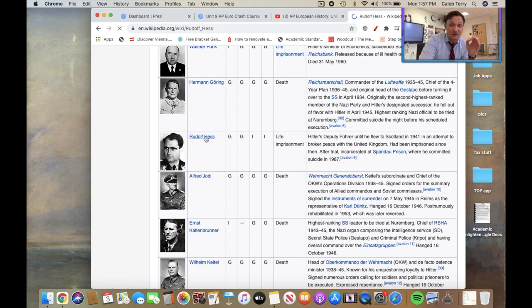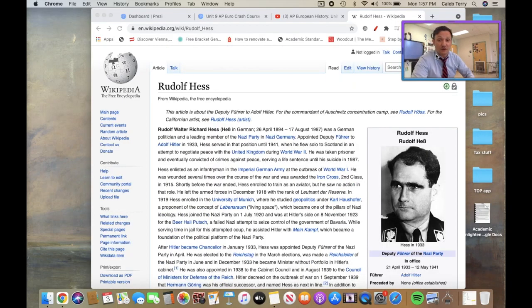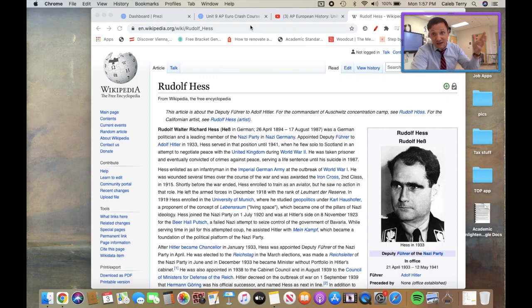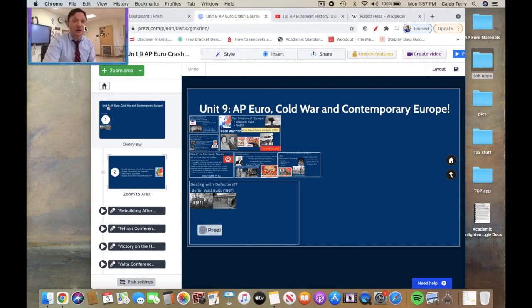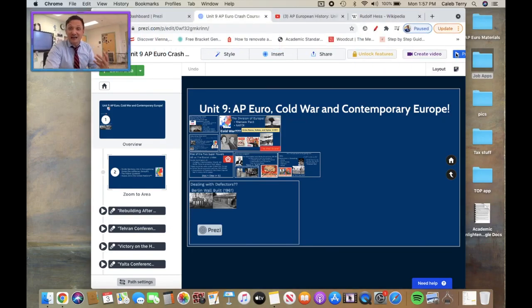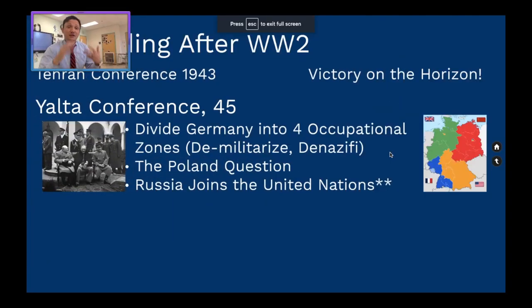Rudolph Hess is an interesting one. He actually parachuted into Great Britain, running away from Hitler, knowing that the Germans were going to lose, and he actually gave up a lot of Nazi secrets to the Allies, so they just gave him life imprisonment, right? So he probably deserved worse. Now, anyway, but jumping off of it, though, so denazify, a big component of the denazification is, of course, the Nuremberg Trials, right? And then you had the Poland question.